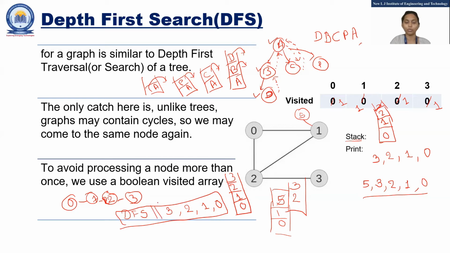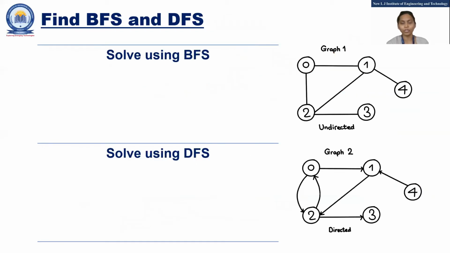But it is not true for all graphs. This is a graph where you don't have multiple connections. That's why it is possible that you only find one depth first search. Fine. Let me take one more example so you get more clarity on this. Now you have graph 1 and graph 2. Graph 1 is an undirected graph and graph 2 is a directed one.